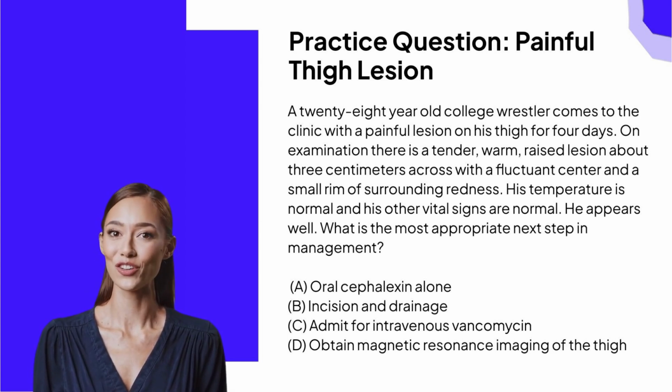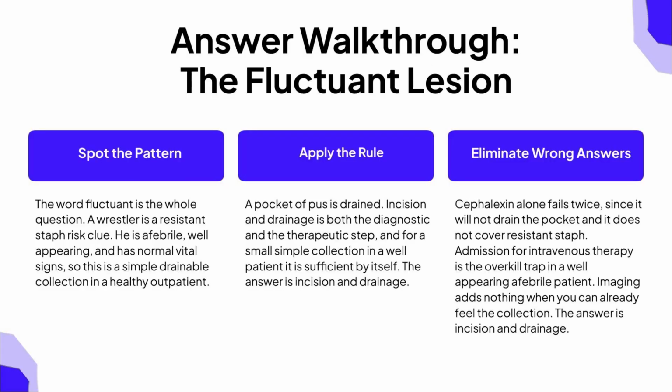Before you look at the choices, ask yourself the question we practiced. Is there a pocket? And what risk clue did the writer give you about this patient? Read the 4 options carefully, commit to an answer, and then we will walk through the reasoning together on the next slide. Let us break it down.